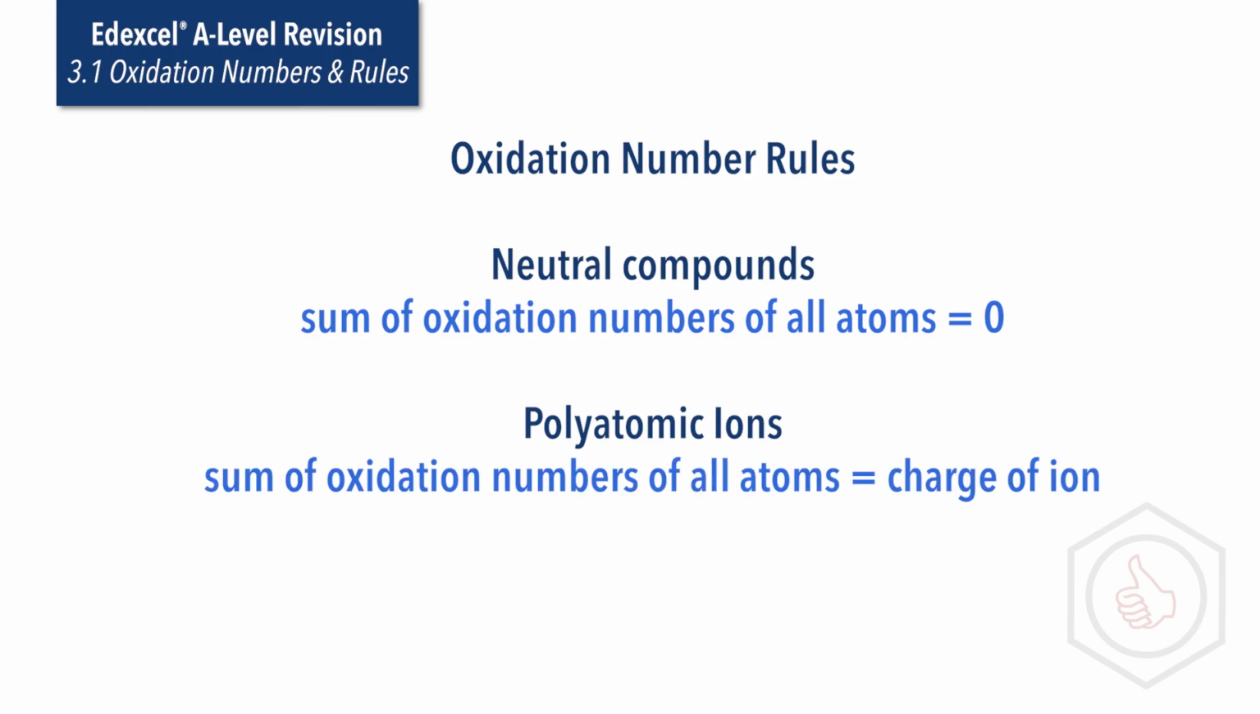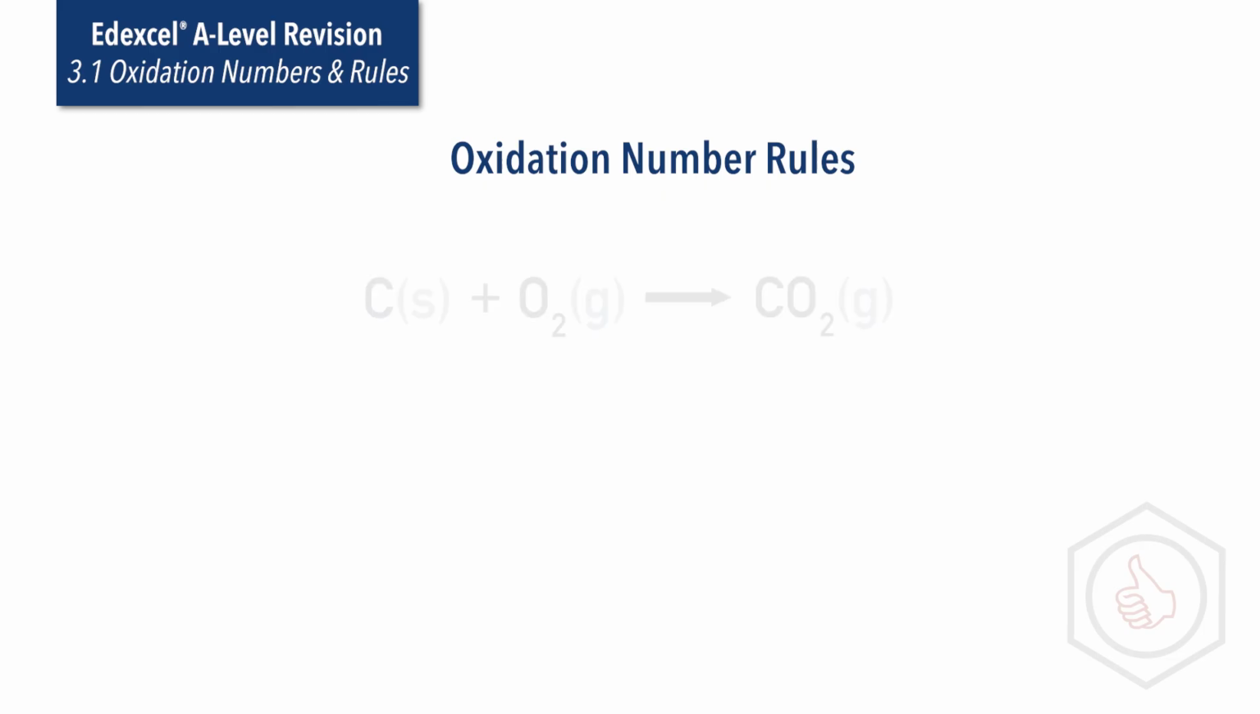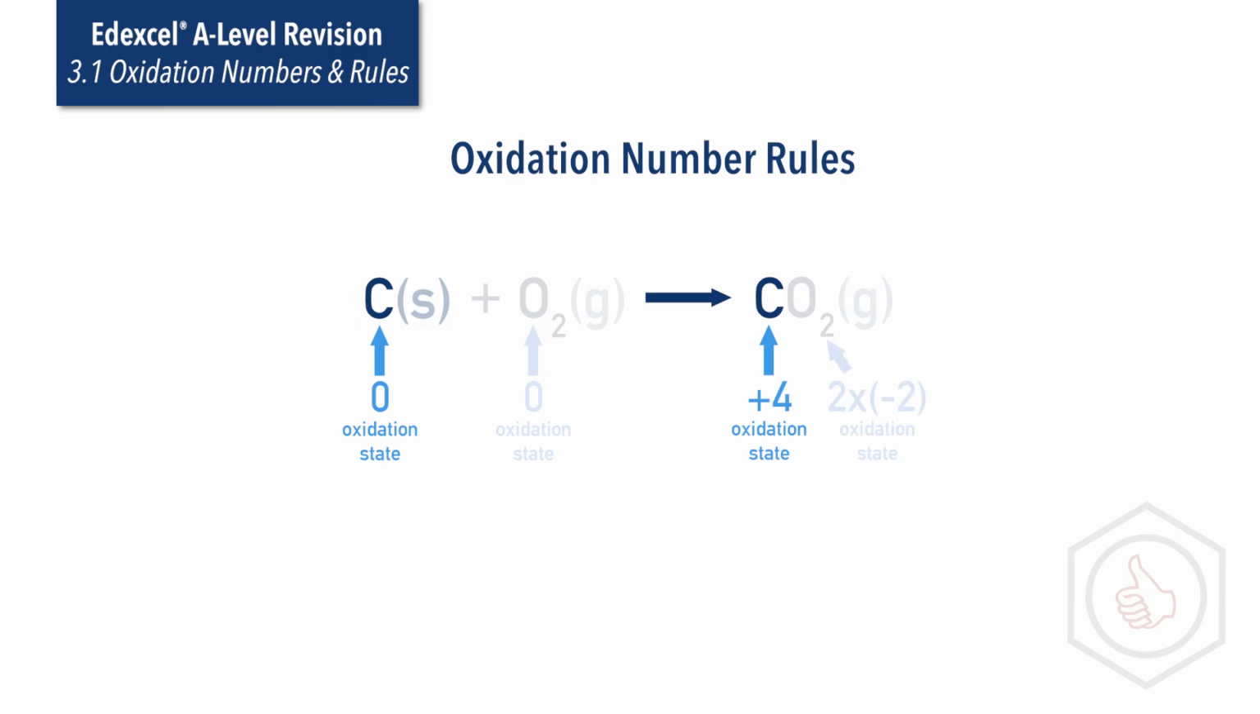Using these rules, we can go back to our previous example and look at how carbon gets oxidized. The carbon has an oxidation state of 0 to start with because it's in elemental form, remember? But when it's bonded to oxygen in carbon dioxide in the product, it must have an oxidation state of +4. This is because oxygen will always have an oxidation state of -2 in a compound, unless it's in a peroxide, remember? Meaning if we have 2 oxygens with a -2 oxidation state, that's -4 overall, leaving a +4 oxidation state for the carbon, to make the carbon dioxide neutral overall.